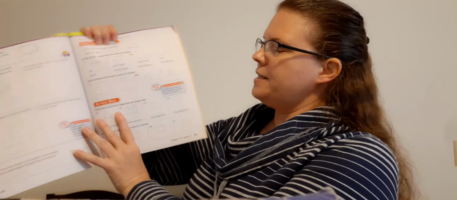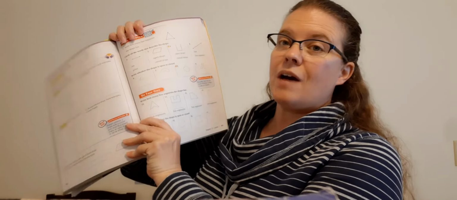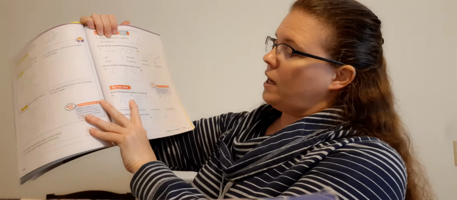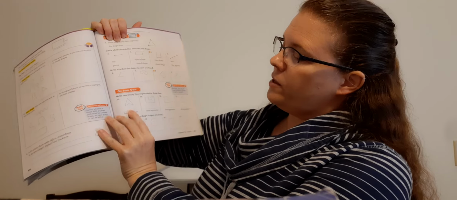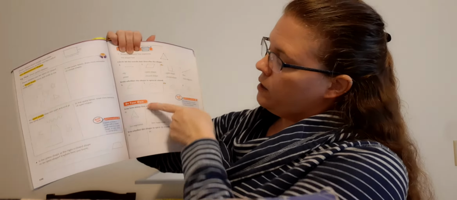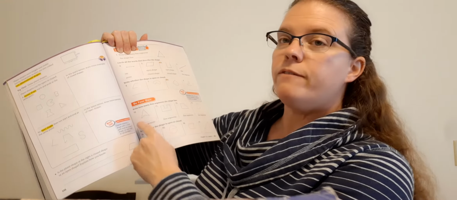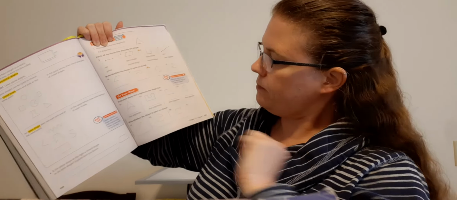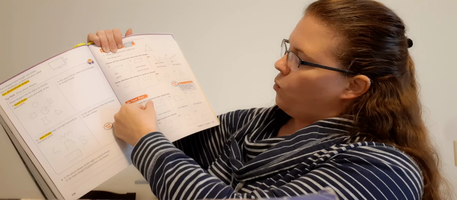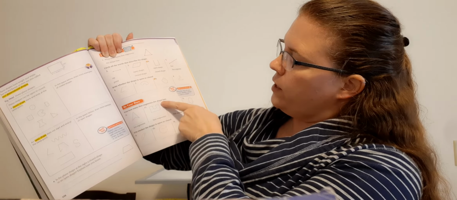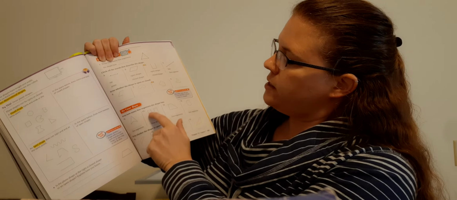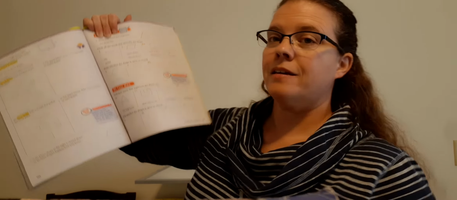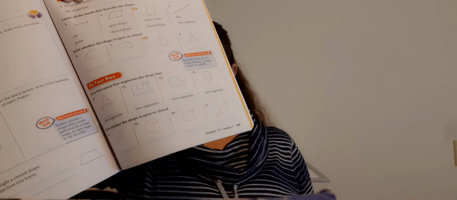Now, for numbers 10 through 13, we have to decide how many line segments the shape has. So we have to count our line segments. Let's look at number 10. I see 1, 2, 3, 4. 4 line segments for number 10. Let's look at number 11. 1, 2, 3, 4, 5, 6, 7, 8. 8 line segments for number 11.